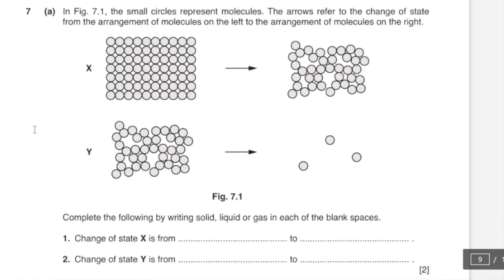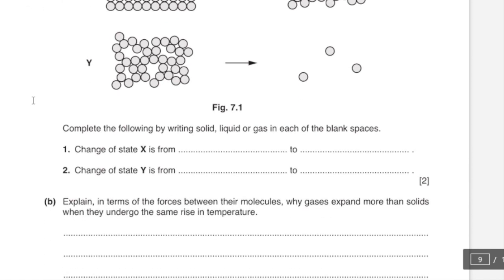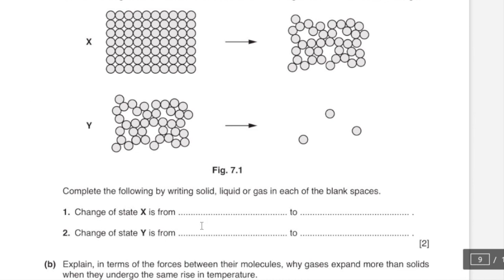7a. In figure 7.1, the small circles represent molecules. The arrows refer to the change of state from the arrangement of molecules on the left to the arrangement of molecules on the right. Complete the following by writing solid, liquid or gas in each of the blank spaces. So change of state X is from solid to liquid. Change of state Y is from liquid to gas.